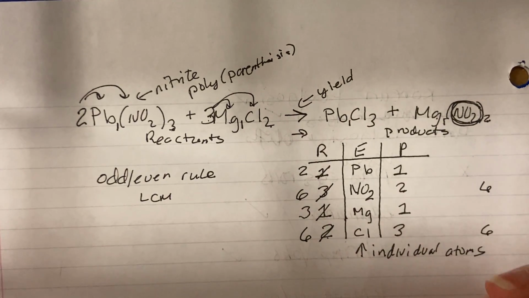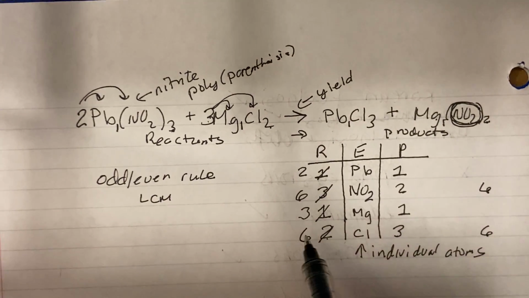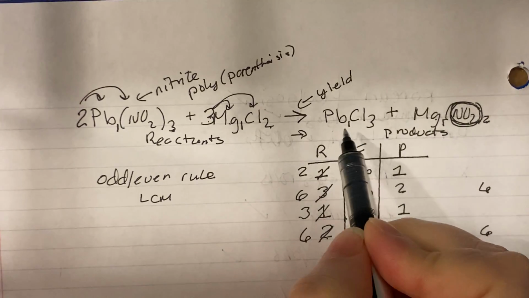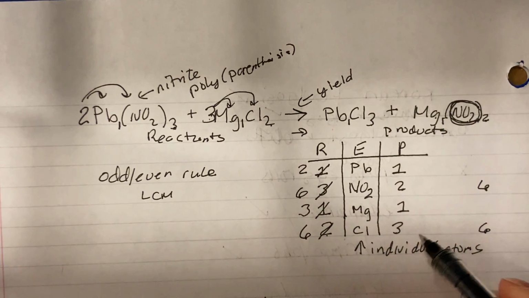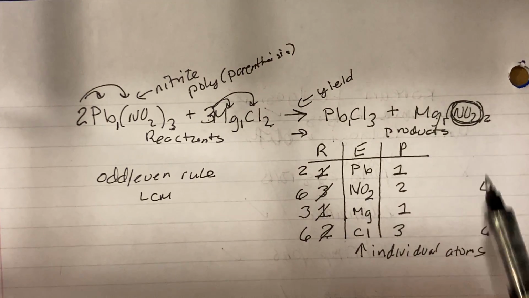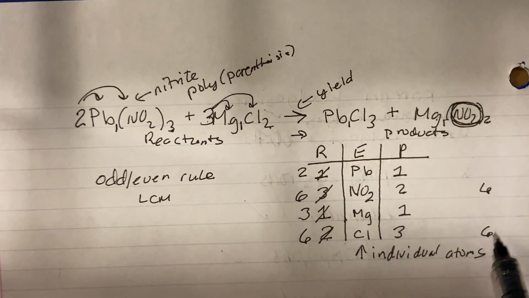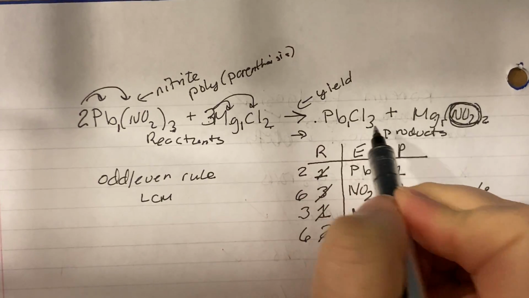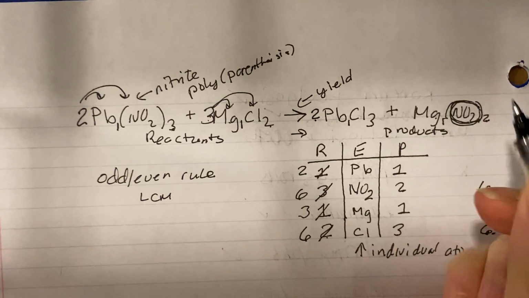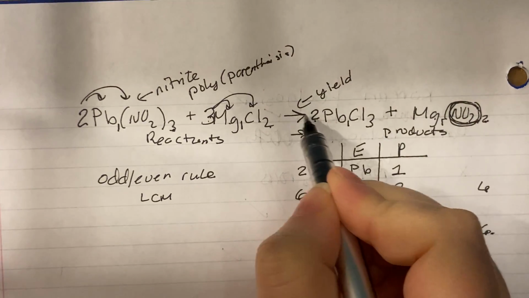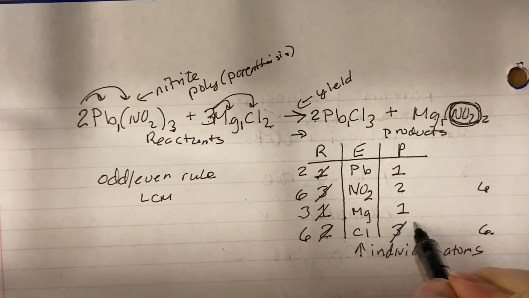So now I go to my right side. I'm following the rules. I'm getting everything on these rows as a 6. Okay, chlorine here, I see is a 3. And what do I need to do? I need to get 6. Something times 3 is 6. 2 times 3 is 6. So now I'm changing the right side, to the right of the arrow.